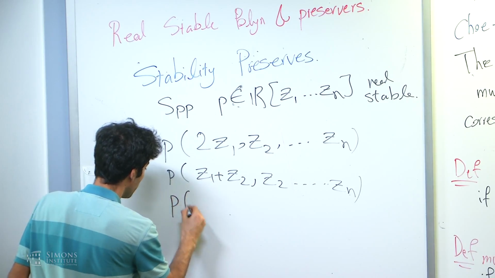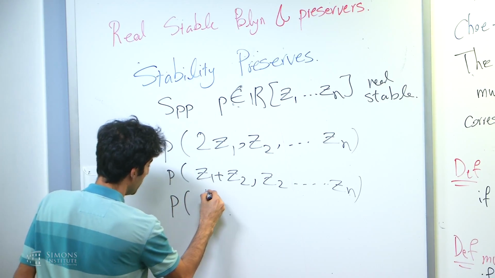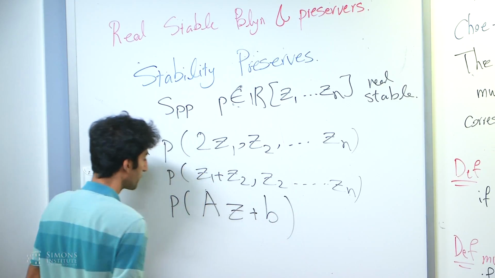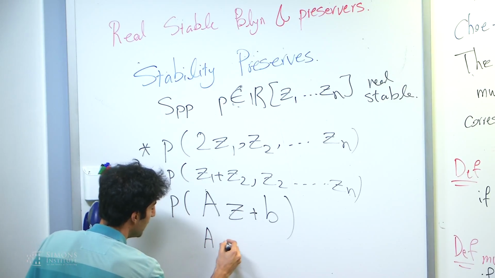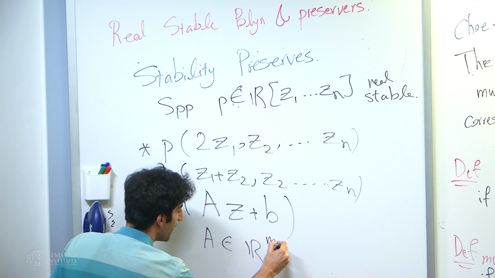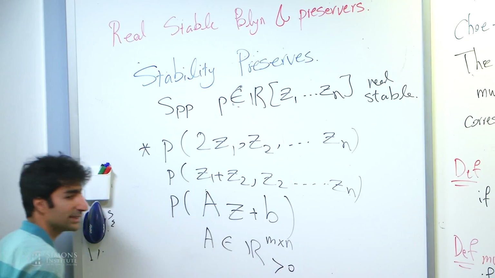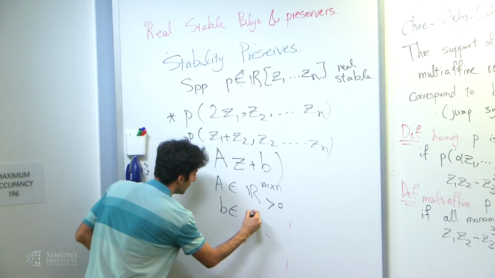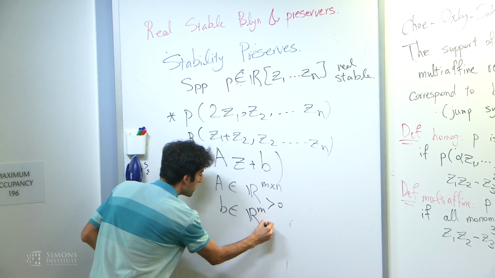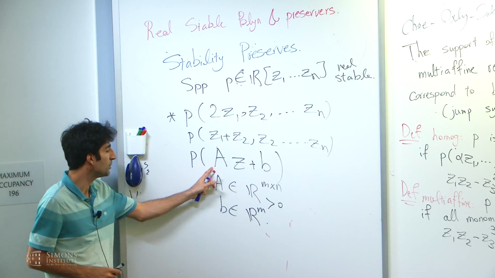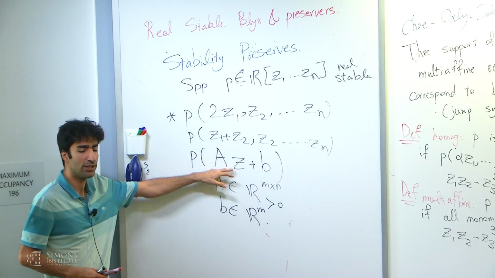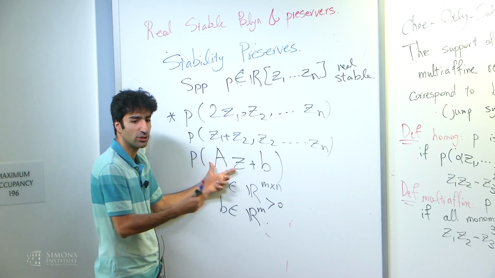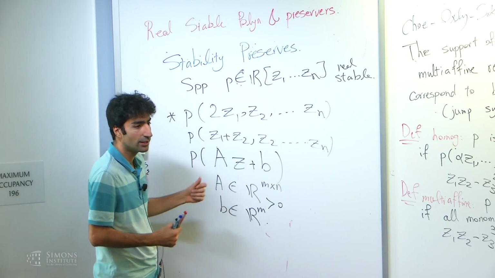You can actually do something more interesting. We can do this. You can do Az plus b, where A is, let's say, an m by n matrix where all coordinates of A are positive, and b is a real vector. And it's the same thing. When you multiply A with z, if z has positive imaginary value, so does Az. Every coordinate of the vector that you get will have positive imaginary value.